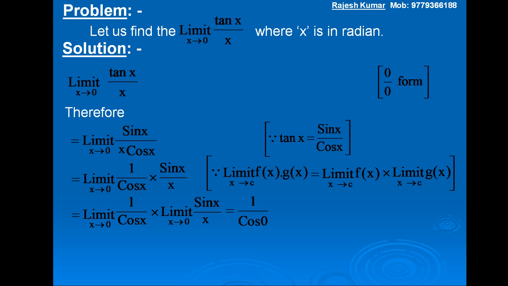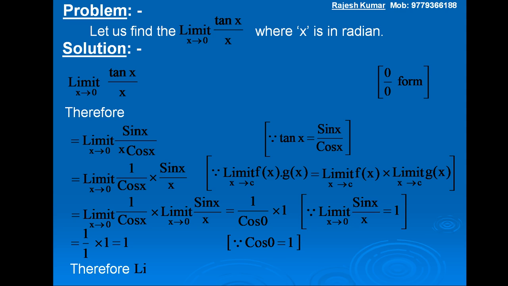This is equal to 1 upon cos 0 multiplied by 1, because limit x approaching 0 of sin x upon x is equal to 1. This becomes equal to 1 upon 1 multiplied by 1, because cos 0 is equal to 1. So this becomes equal to 1. Therefore, limit x approaching 0 of tan x upon x is equal to 1. So this is the answer of the given problem.